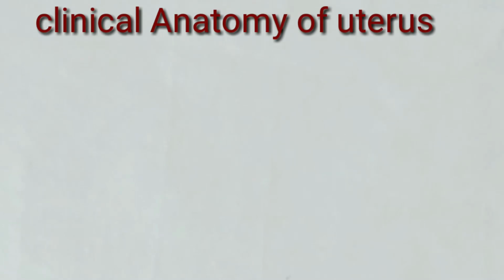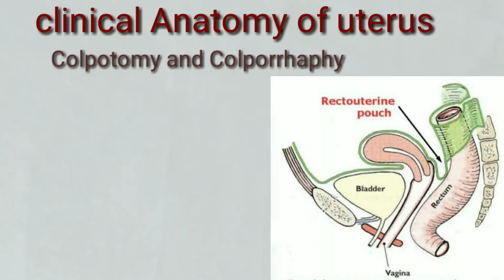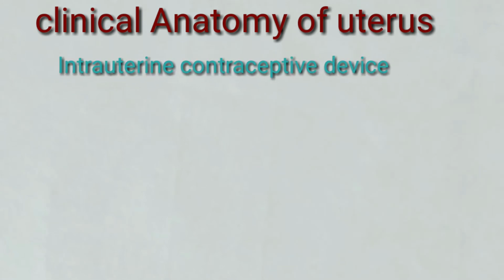Today we are going to learn about the clinical anatomy of the uterus: colpotomy, or colporrhaphy. Posterior colpotomy is done to drain the pus from the pouch of Douglas. The pouch of Douglas is also called the rectouterine pouch. You can see here. Colpotomy is a type of incision that is made in the back of the vagina during the tubal ligation.